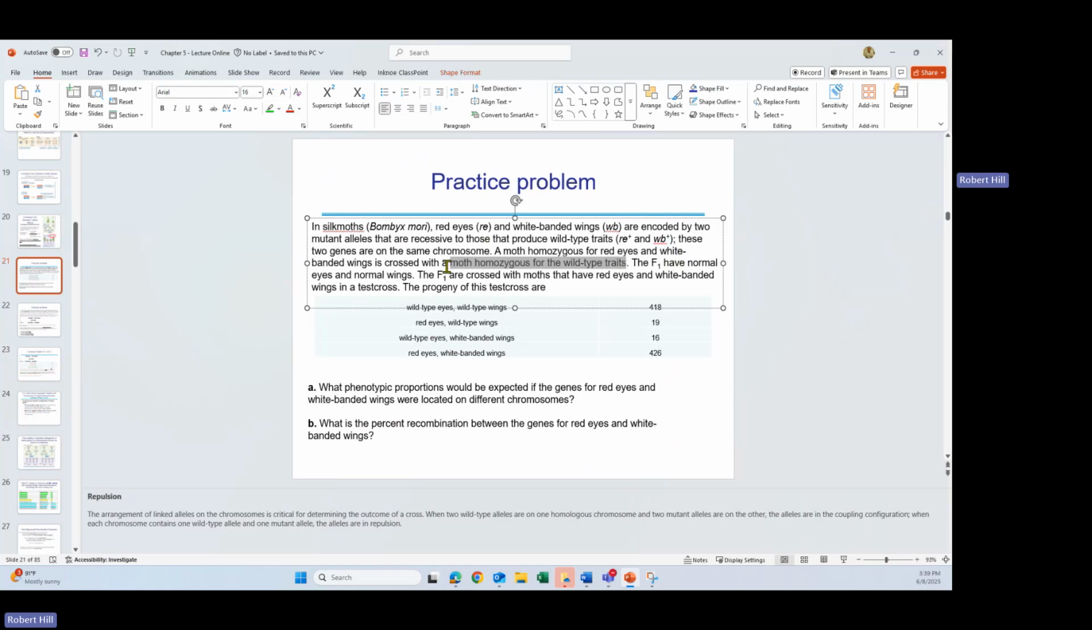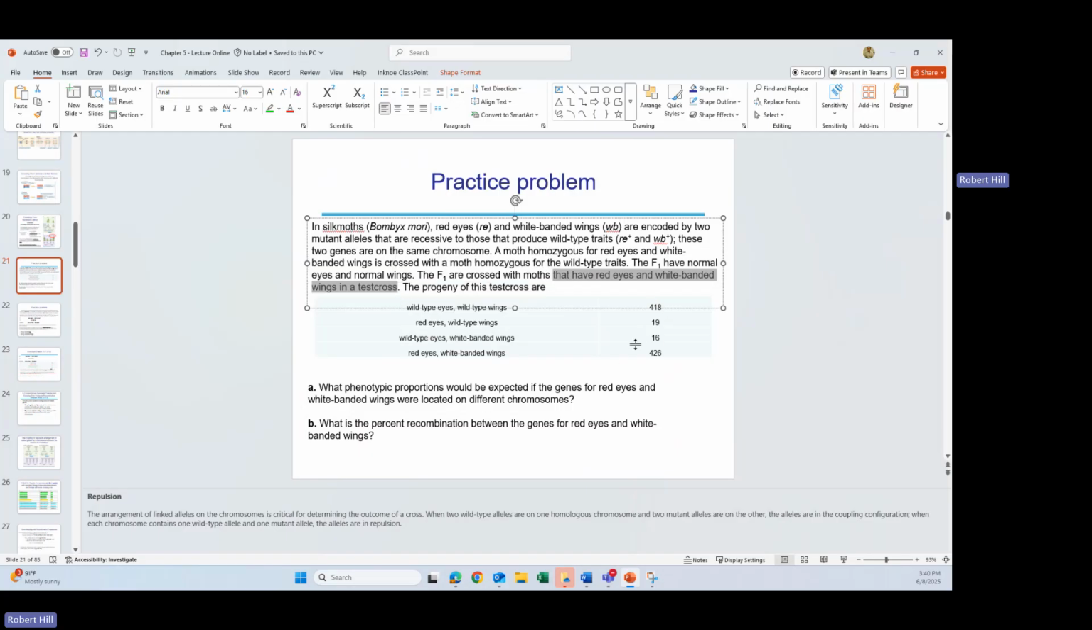Right. So the F1 are heterozygotes. The F1 are crossed with moths that have red eyes and white banded wings in a test cross. Now we're doing the test cross. And we can assume that the genotype for the red eyes and white banded wings, the only way to get that phenotype is to be homozygous recessive. So just like we've done before, we're doing a heterozygote versus a homozygous recessive.